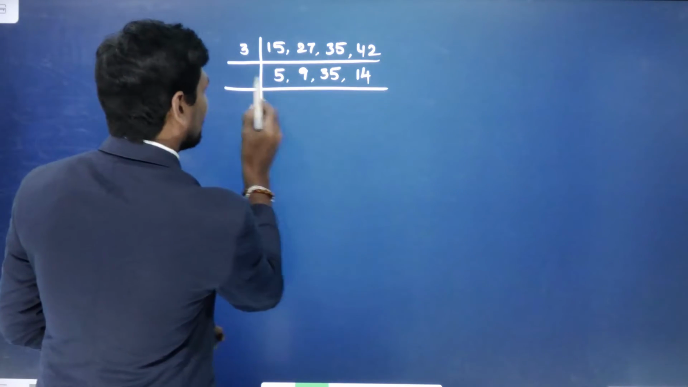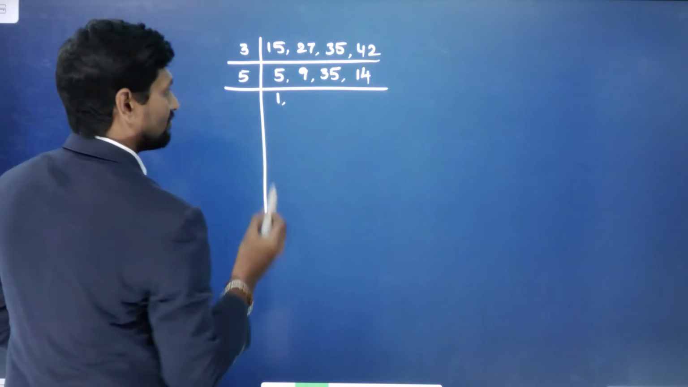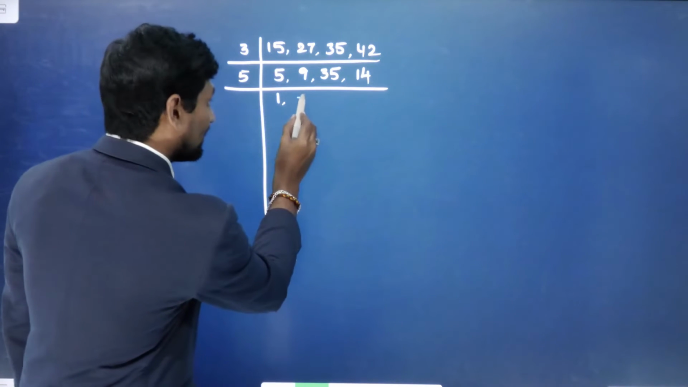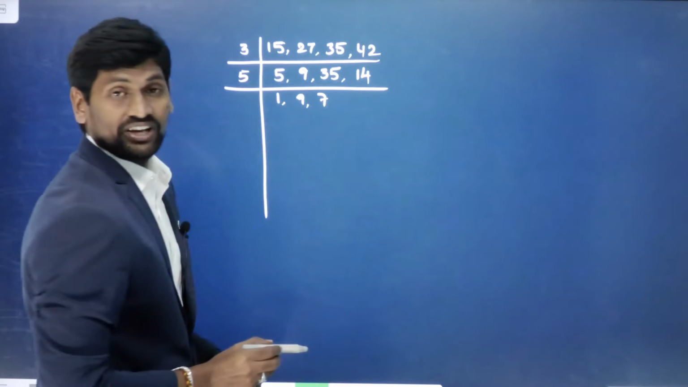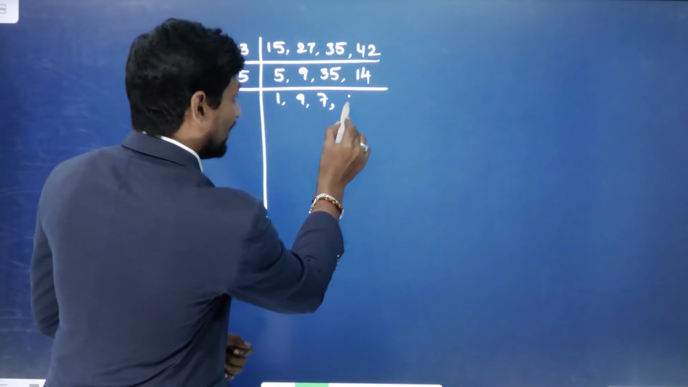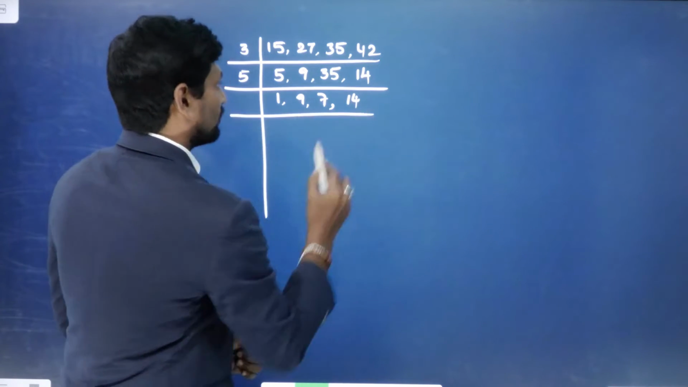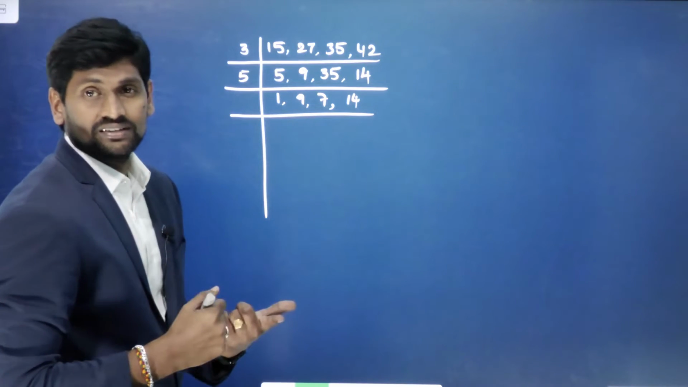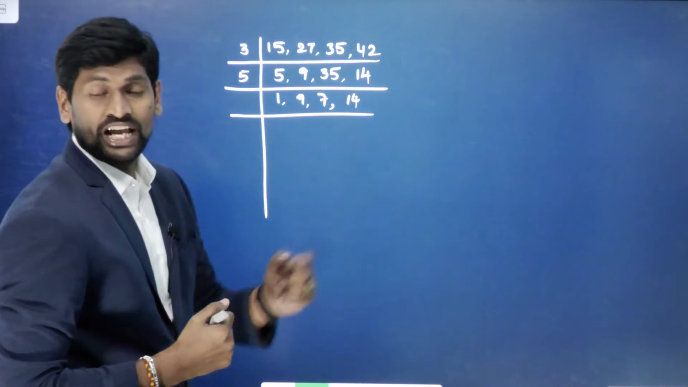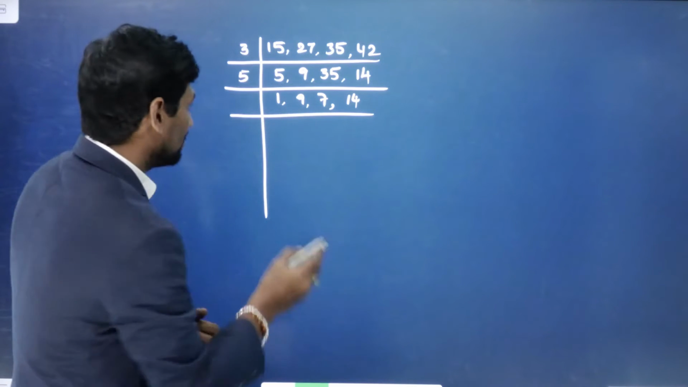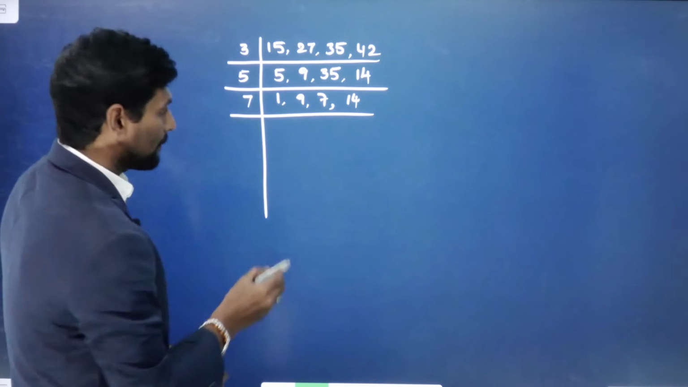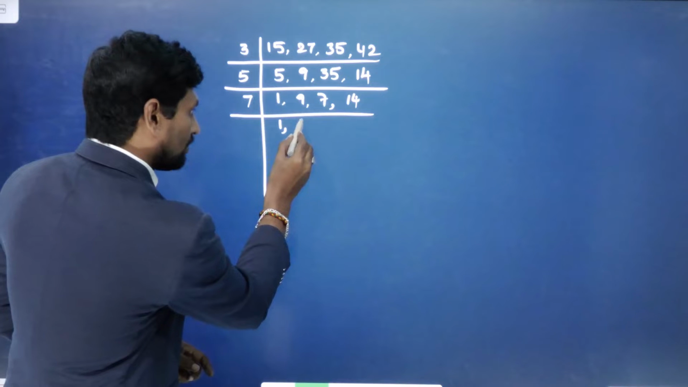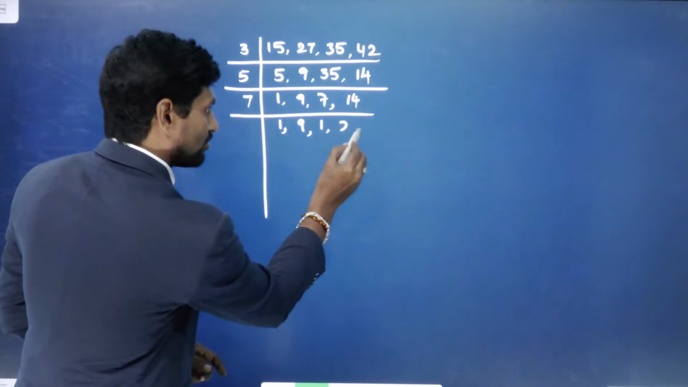Let us take the 5 table. 5 ones are 5, 9 won't come so it stays 9, 5 sevens are 35, and 14 won't come so it stays 14. Again, yes, 7 and 14 have common factors. Am I right? Yes, take 7. 9 won't come so it stays as it is. 7 ones are 7, 7 twos are 14.